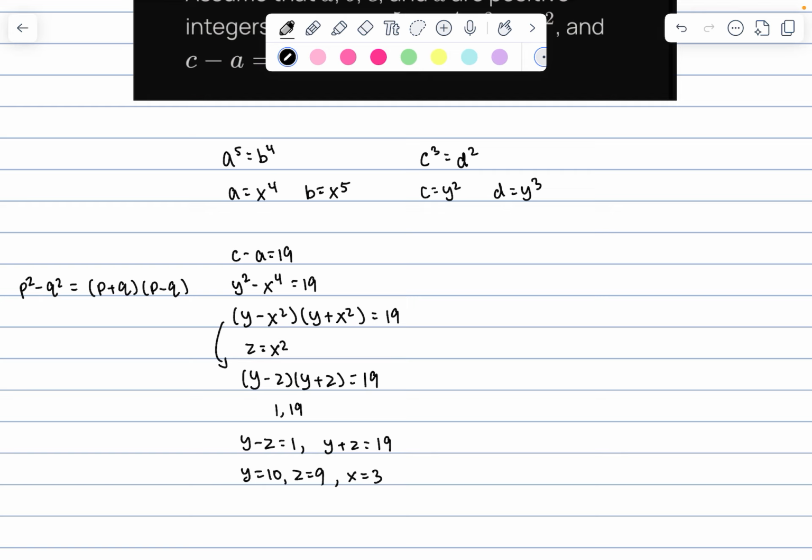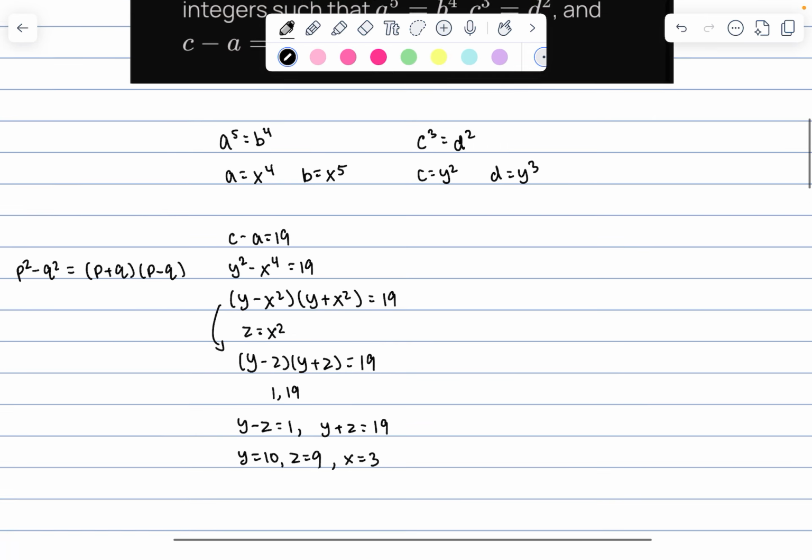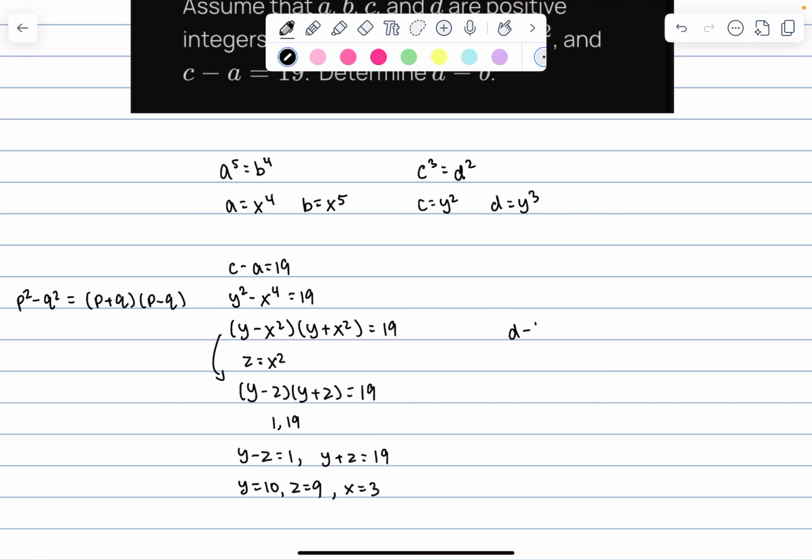Now if we plug all of this back into what we want to find, we want to find d minus b. I'll write it here: d minus b equals y cubed minus x to the power 5, which equals 10 to the power 3 minus 3 to the power 5, which equals 1000 minus 243, which equals 757. And that is our final answer.